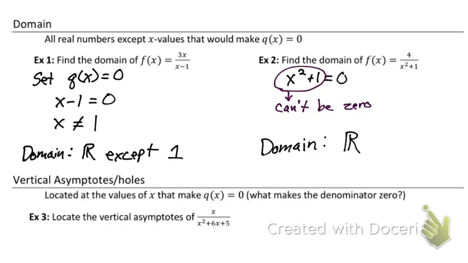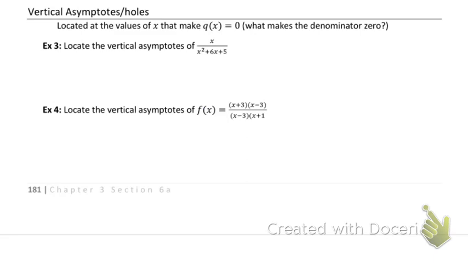Your vertical asymptotes are those where q of x equals 0. I'm going to put one addition onto that fact, and we're going to get to that in just a second. So I'm going to locate my vertical asymptotes. Vertical asymptotes, exact same thing as our domain. You're going to set your denominator equal to 0. X squared plus 6x plus 5 equals 0.